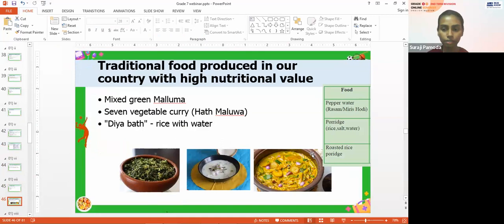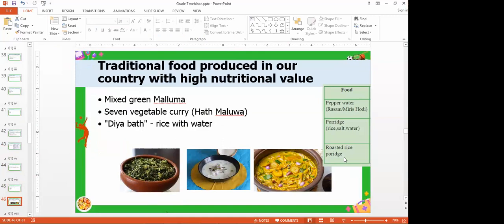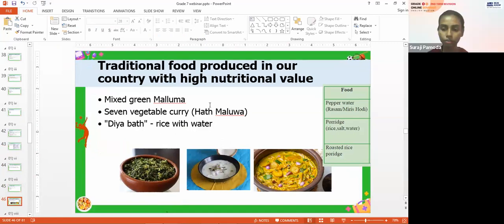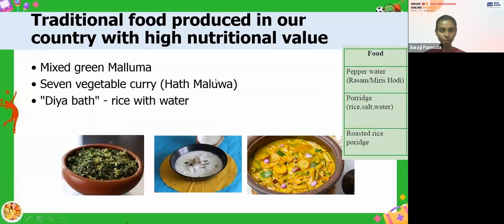Right? Here you can see some traditional foods. See whether you know these. Pongal. Yes, pongal rice. Good. Right? Mixed green mallum. Right?